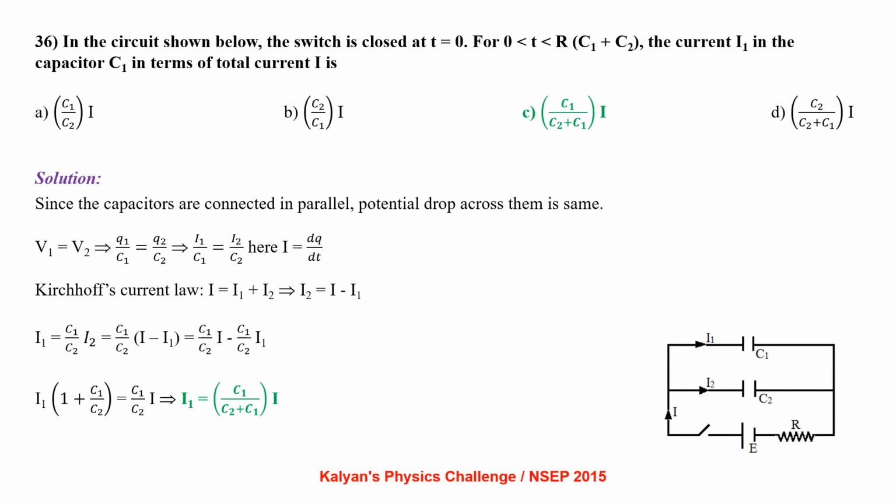Applying Kirchhoff's current law, I equal to I1 plus I2, see the circuit, I2 equal to I minus I1. So I1 equal to C1 by C2 into I2, that is C1 by C2 into I minus I1. That is C1 by C2 into I minus C1 by C2 into I1. So I1 of 1 plus C1 by C2 equal to C1 by C2 I, from which we have I1 equal to C1 by C1 plus C2 into I.